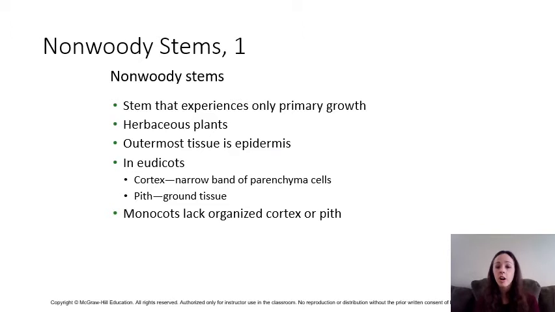Non-woody plants are also called herbaceous plants. Just like in leaves, the outermost layer is epidermal cells covered by a waxy cuticle. In eudicots, the stems have a cortex, a narrow band of parenchyma cells, and a pith in the center. And this pith just contains ground tissue. Monocots do not have either of these.